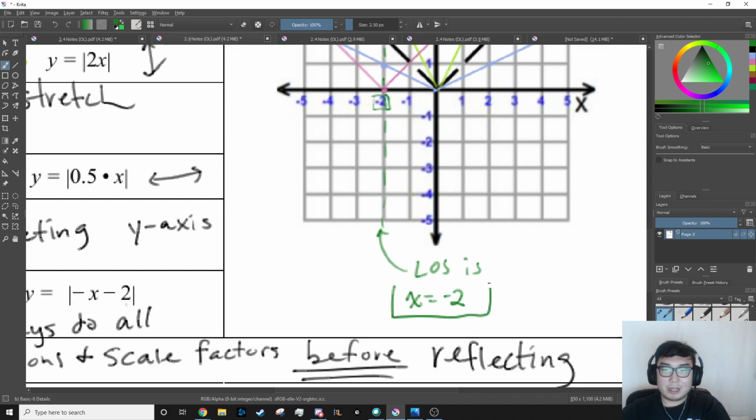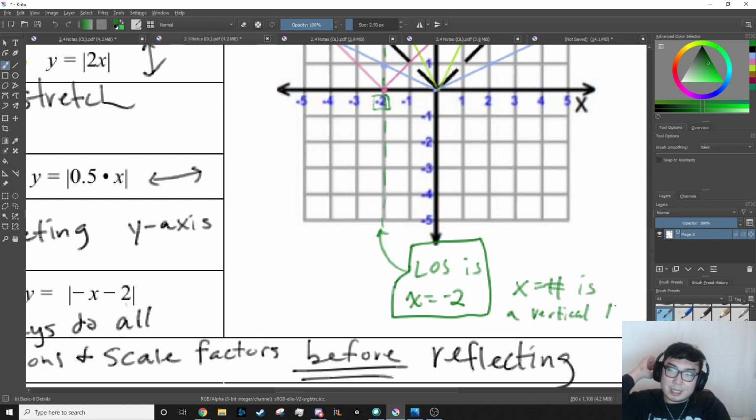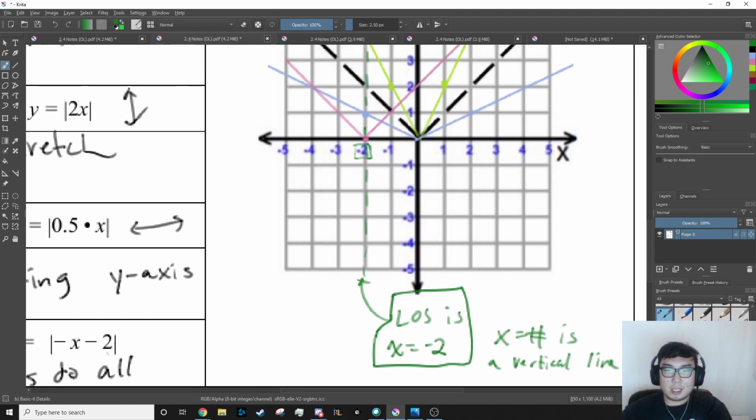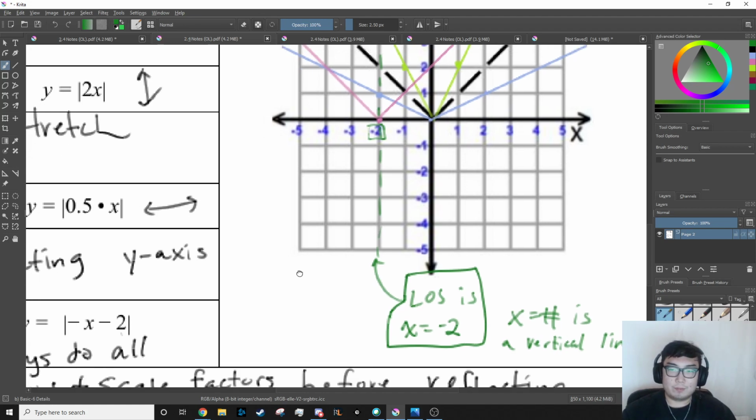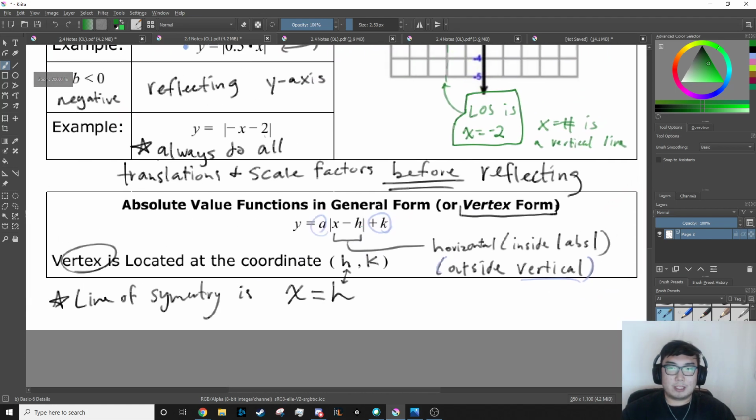And we have to write it like this, kind of how I told you from last section, because this is a line. X equals a number is a vertical line, as in all of these values on this line have the same x value, which is, for this situation, -2. So this form is really useful, and I'm going to show you how I use it.